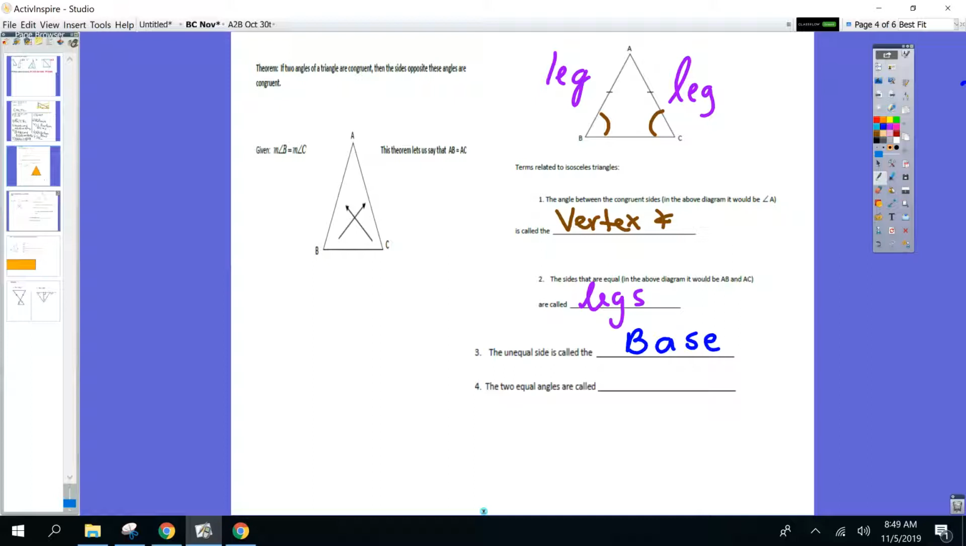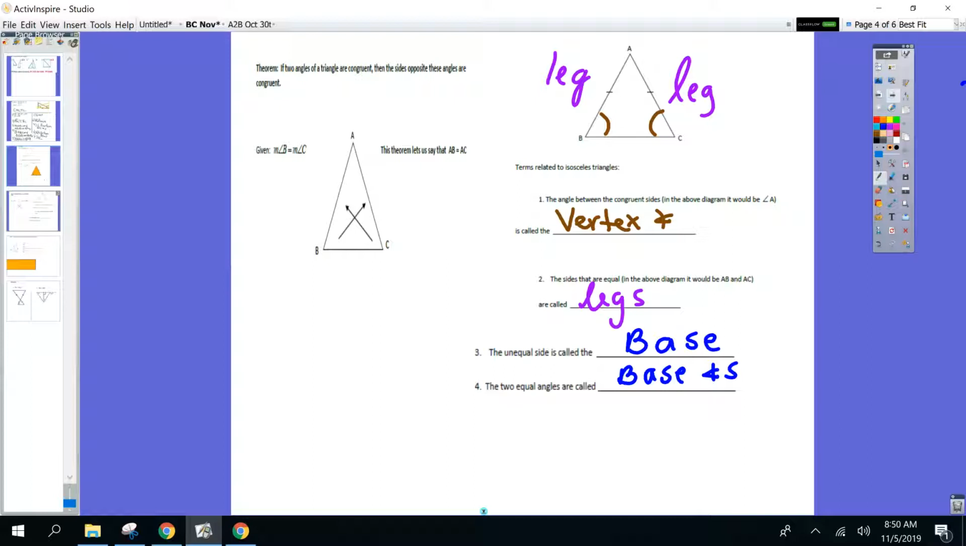What is the side in between the congruent angles called? We just called it the what? The side in between the two congruent angles. The side in between the two congruent angles we just called the what? Base. So we call these the base angles. So let's start referring to them this way instead of the congruent sides and the non-congruent angle.